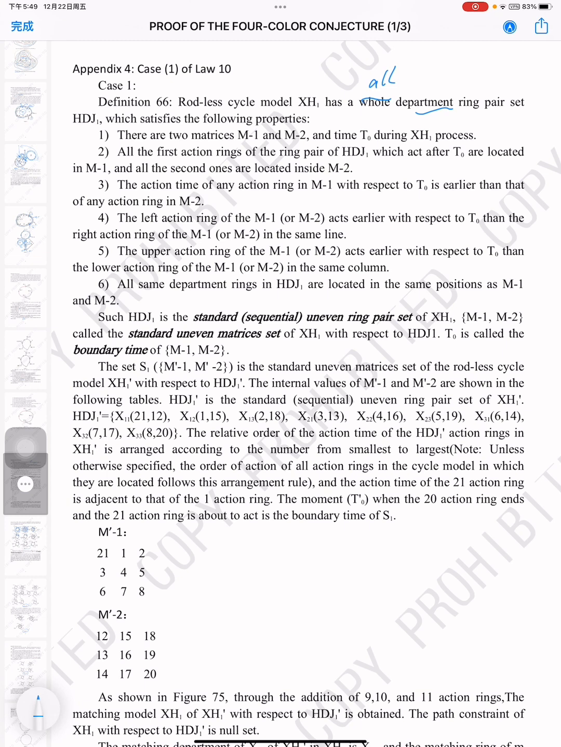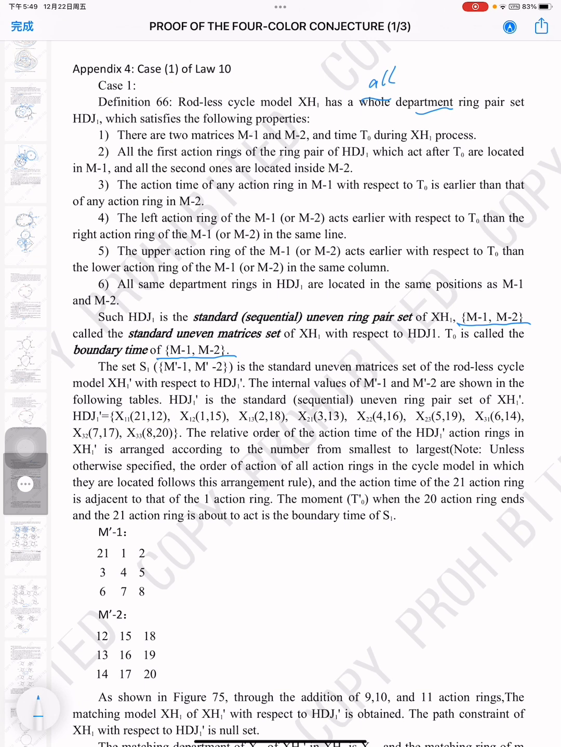Such HDG1 is the standard sequential uneven ring pair set of XH1. This set is called the standard uneven matrices set of XH1 with respect to HDG1. T0 is called the boundary time of this set.